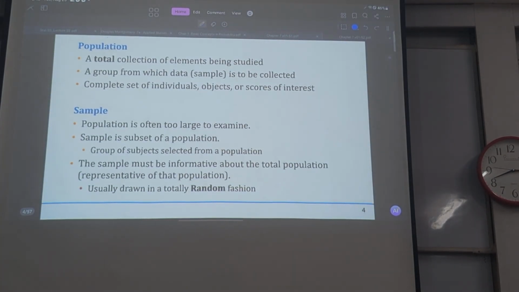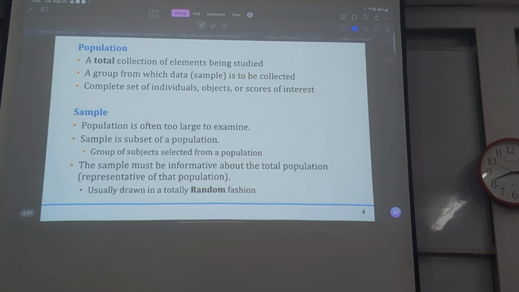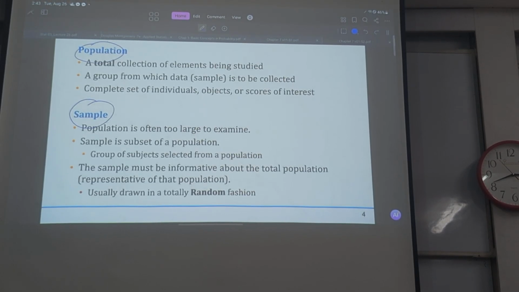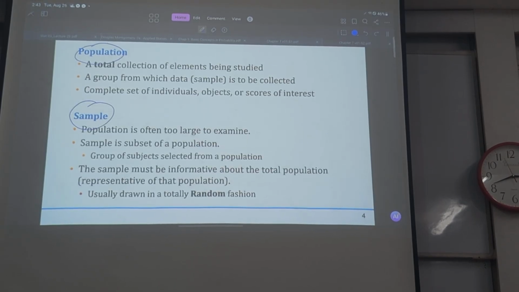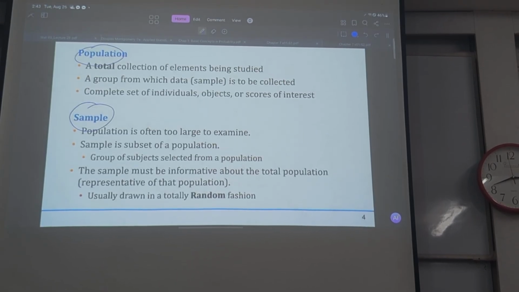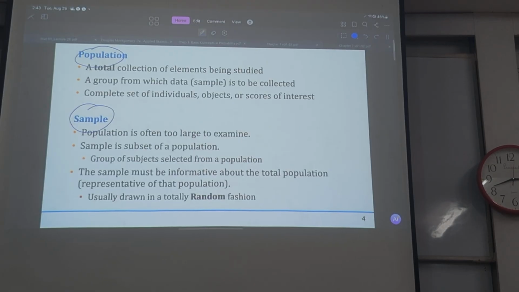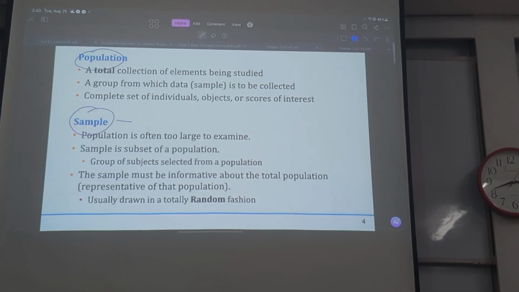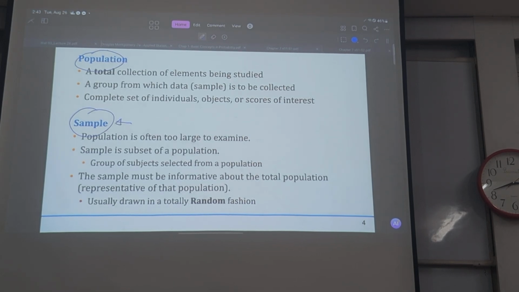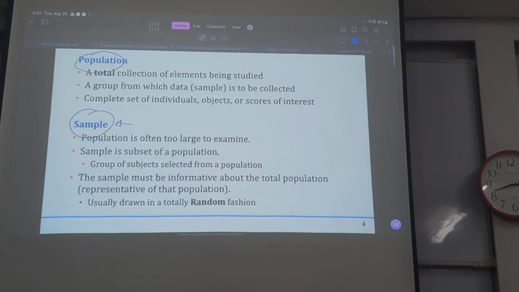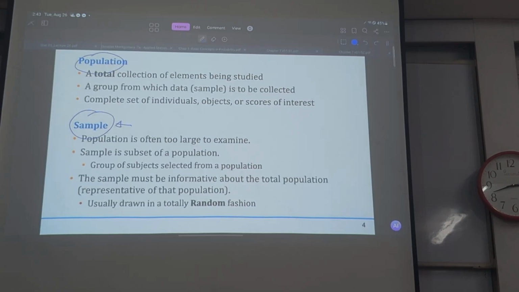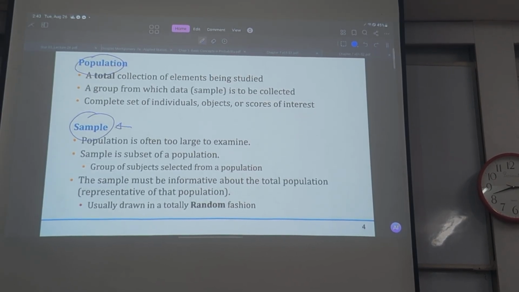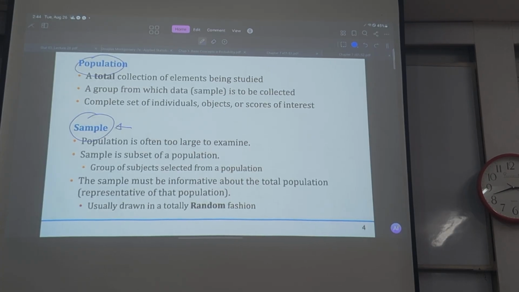Now we want to define two terms, population and sample. As we mentioned, whenever we are dealing with some random experiment, the random experiment will generate data. And here, we will start with a set of data. The collection of data is not the whole data. It will always be a subset of data. This subset of data is collected from a bigger, almost infinite, maybe very large population.